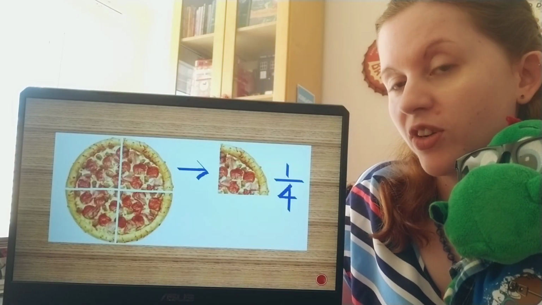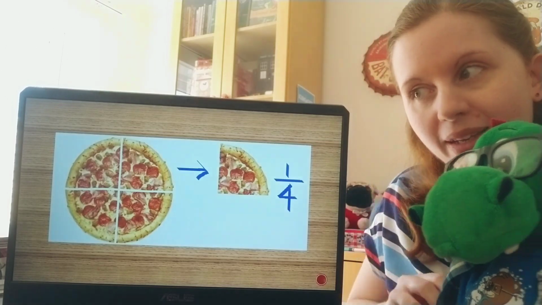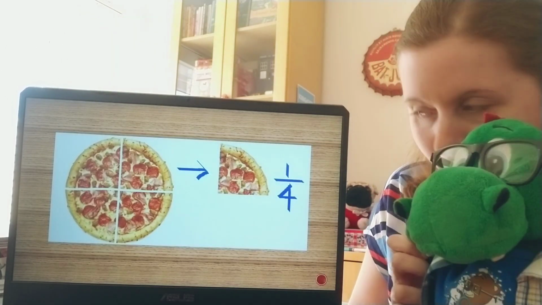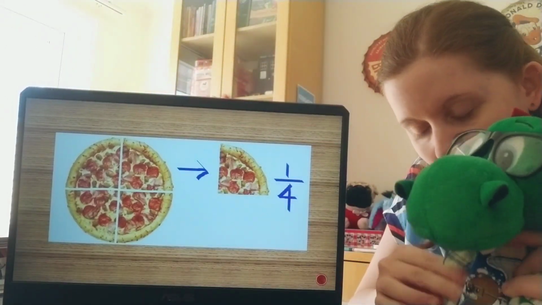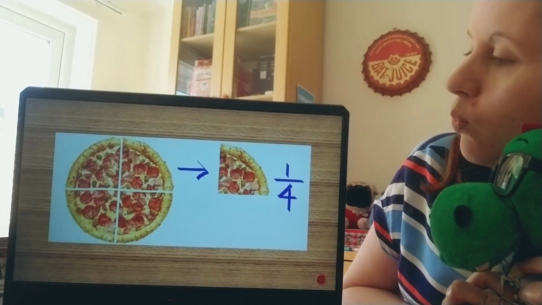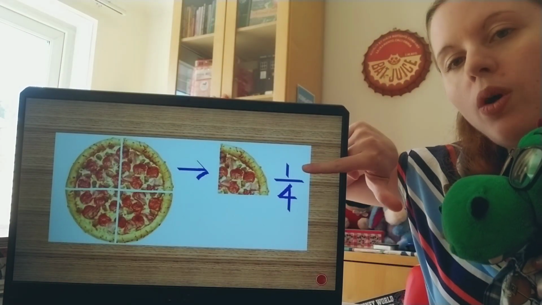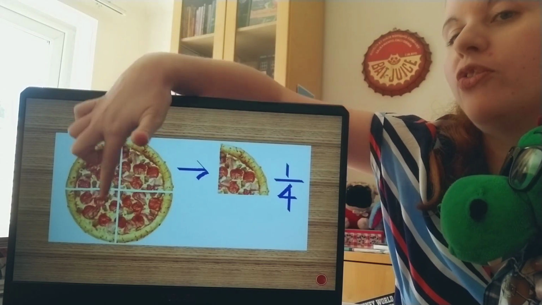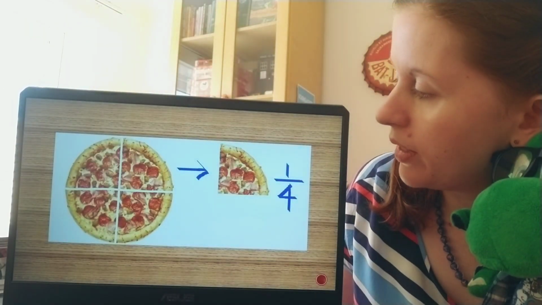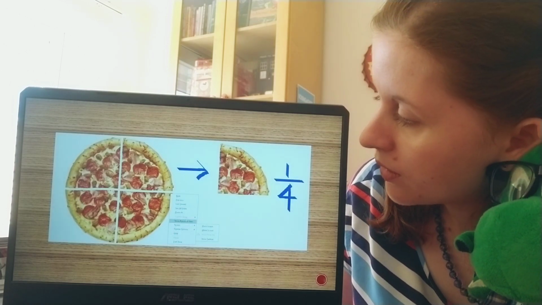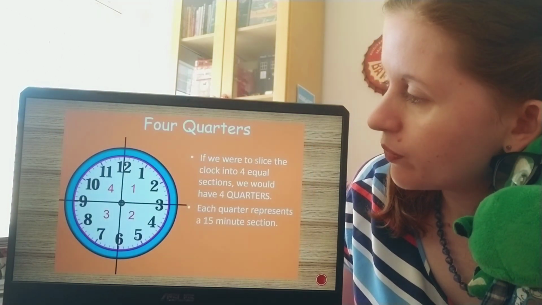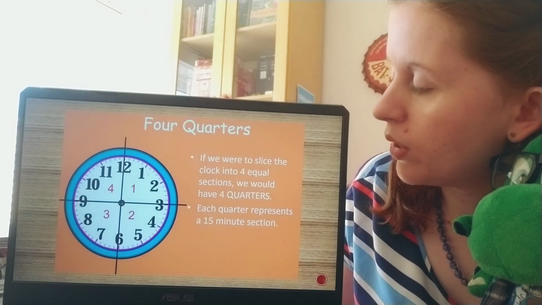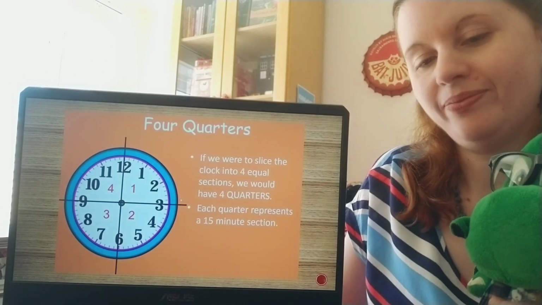Now, I like to learn fractions by looking at pizza, mainly because we love pizza, don't we, Puffles? Ooh, yes, yummy pizza. So 1 quarter can be written as 1 over 4 because it's 1 part out of 4. Okay, just like on our clock face. There we go. 4 parts, 1 part is 1 quarter.